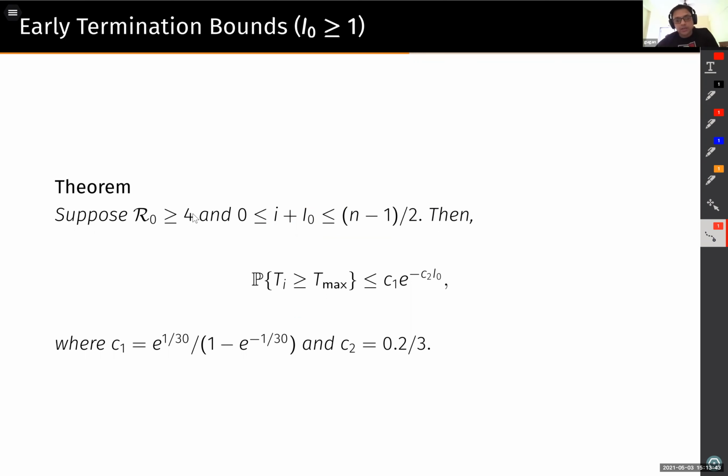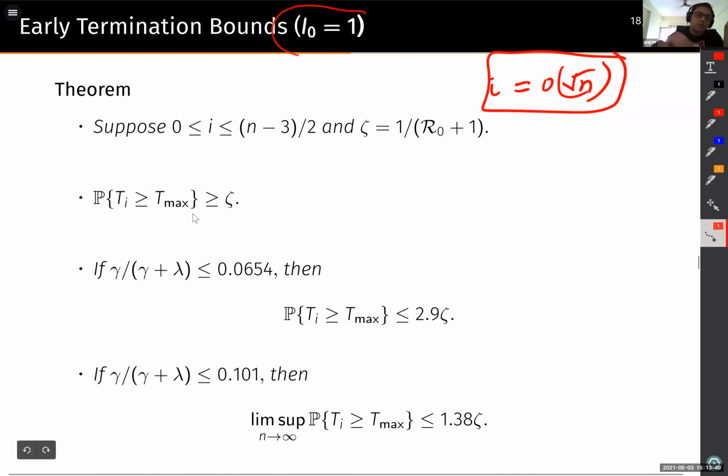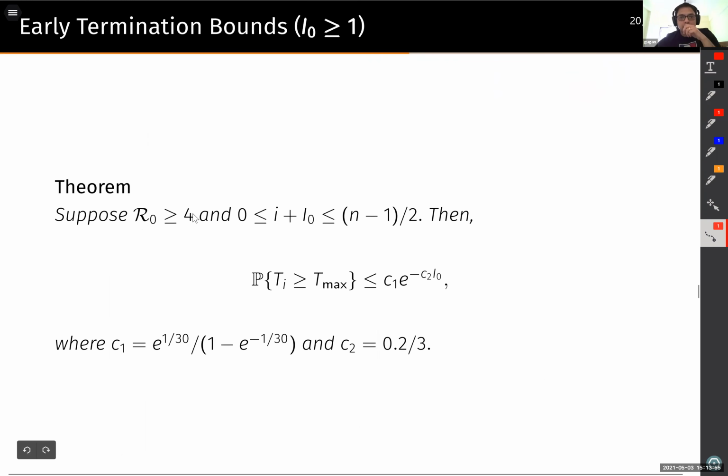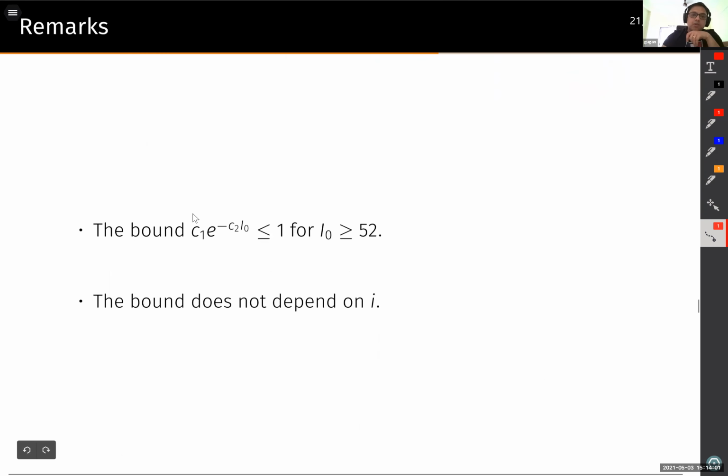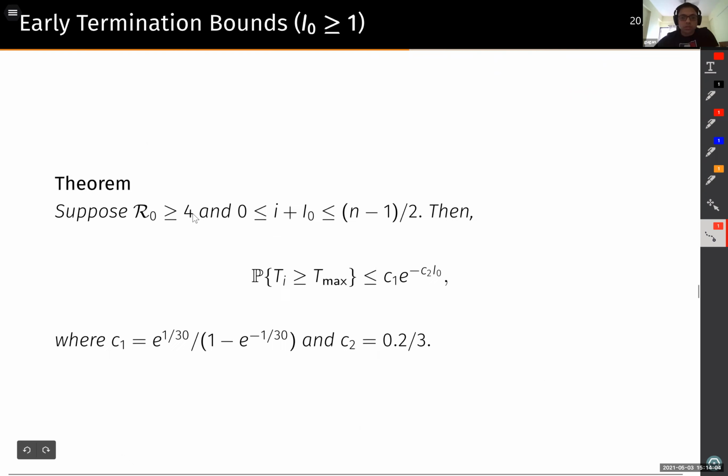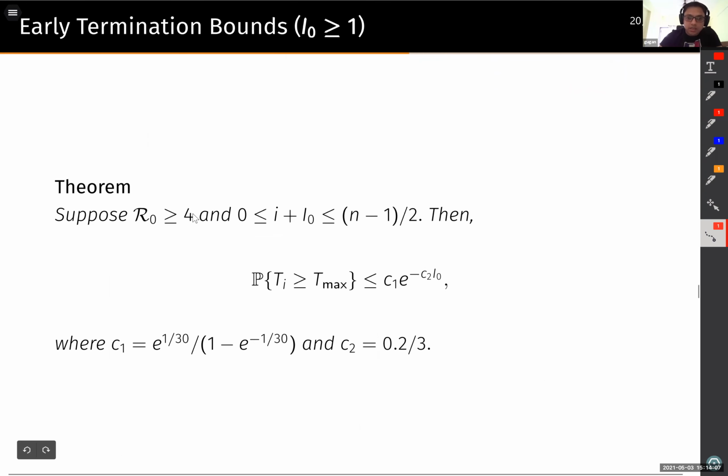A quick summary: the difference between this expression and the other expression is that here the result holds for I0 equals 1, whereas here this holds for any I0. However, this expression on the right is less than 1 only for I0 bigger than 52. And one more thing we would like to point out is that again, this bound does not depend on little I. Again, we use a similar idea. We have a sum that depends on I, and we replace that finite sum with an infinite geometric series, and basically get this bound. Because of this reason, these bounds don't depend on I.